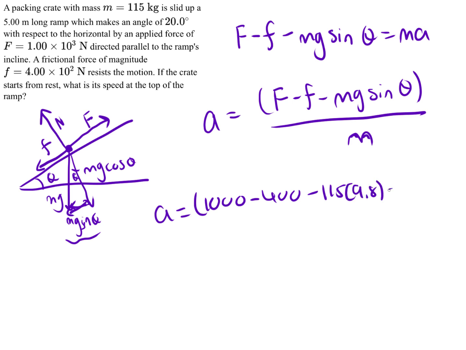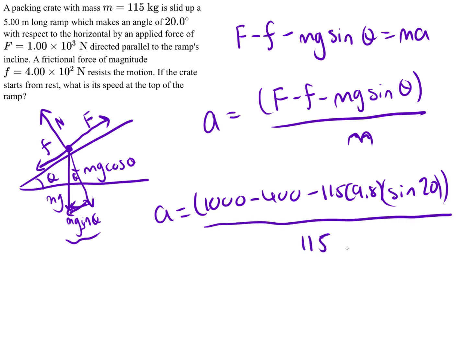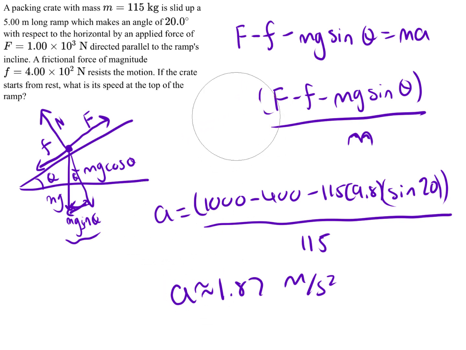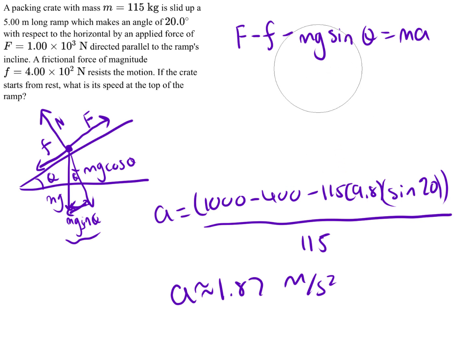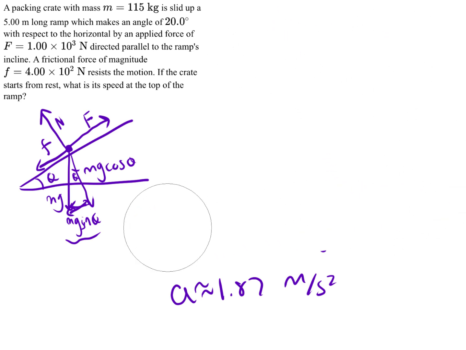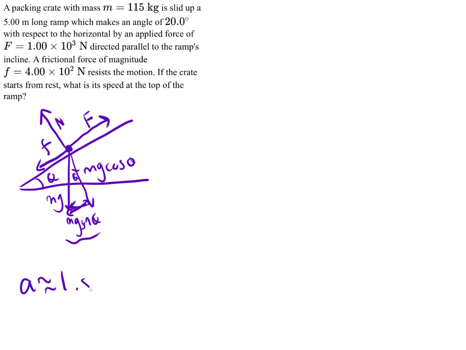And then we'll multiply that by the sine of the angle, 20 degrees. We're going to divide that by the total mass of 115 kilograms. And now you should get that a is about 1.87 meters per second squared. So that's what we got for now, and that's the first part. But it's not asking for the acceleration, it's asking for the speed at the top of the ramp. So we know that the acceleration is about 1.87 meters per second squared.